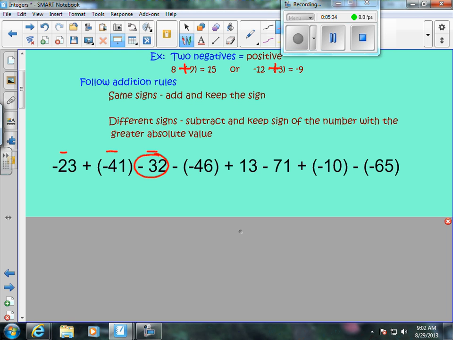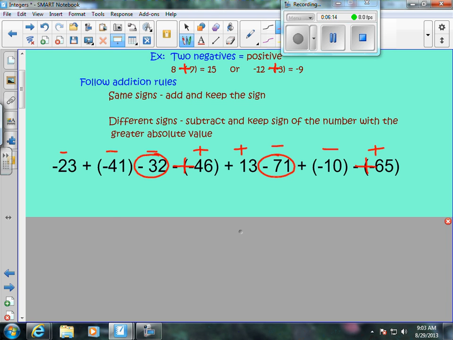This one, 46, has two negatives in front of it. So those cancel and make a positive. So that's actually a positive number. 13 has a positive in front. 71, again, it has a negative in front of it. So it's the sign right in front of it. So that's a negative 71. The 10 has a negative in front of it. If this plus had been a negative, then it would become a positive 10. But there's only one negative, so it stays a negative 10. And then the 65, two negatives. So they become positive. It's a positive 65.